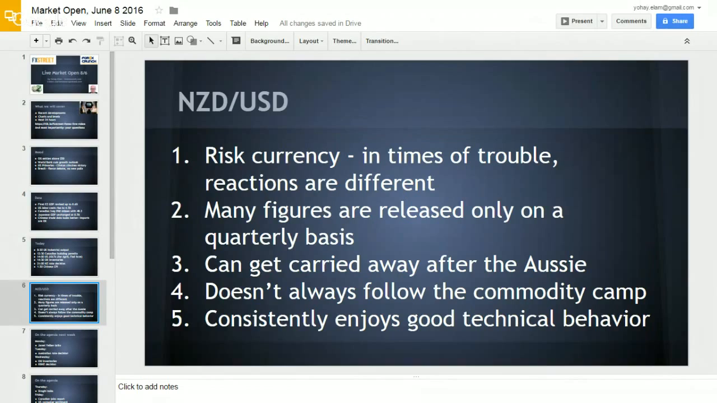other way around. Another characteristic of the Kiwi in terms of fundamentals is that many figures are released only on a quarterly basis. So like Australia, CPI and PPI, inflation figures are released only once per quarter, okay? But also employment. Only once per quarter, the officials in New Zealand release their employment report, okay? The same goes for retail sales, which is released everywhere else on a monthly basis.